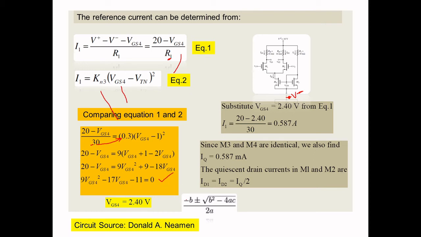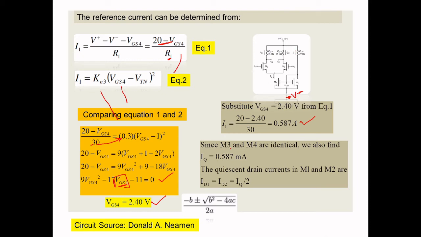So now, by applying the quadratic formula, this is a quadratic equation where A is 9, B is minus 17, and C is minus 11. You can substitute here and we will get the unknown value VGS4, that is 2.40 volts. Once you obtain this VGS4, I can find this drain current, that is (20 minus 2.40) divided by 30, which gives 0.587 amps.